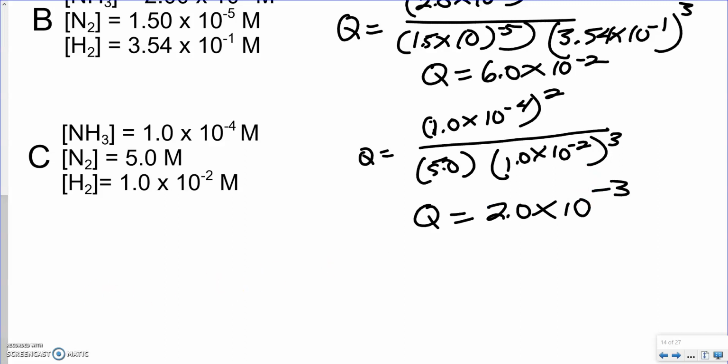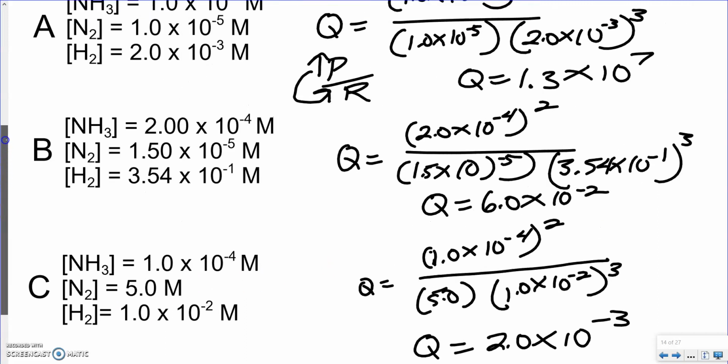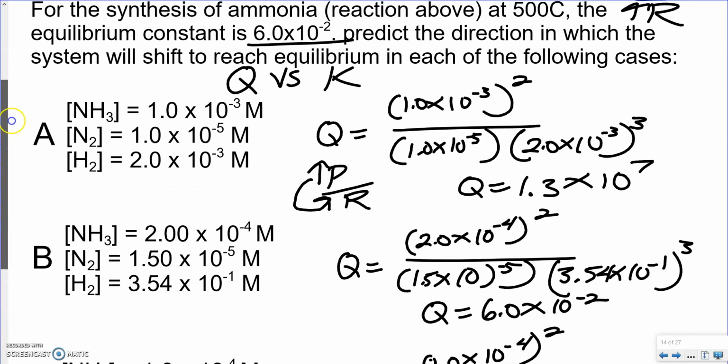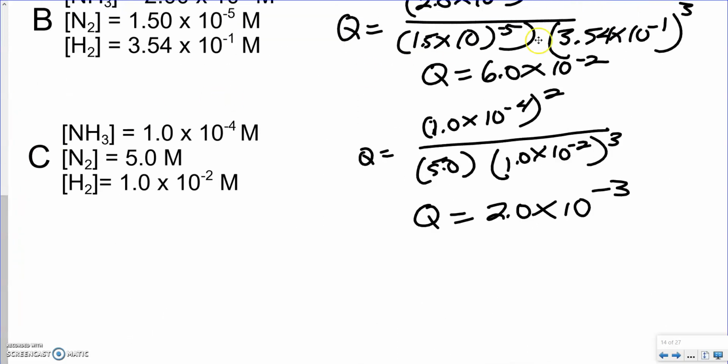So let's just go back up and look at what K value is again. K is 6.0 times 10 to the negative second. Okay, we'll check out what we just got here in the second scenario. Q is actually equal to K. So what does that tell us? That tells us that this is an equilibrium position, meaning these ratios of concentrations will give us a value that is equal to K, meaning we are at equilibrium in this scenario, so there will be no shift that will occur for this scenario, scenario B.